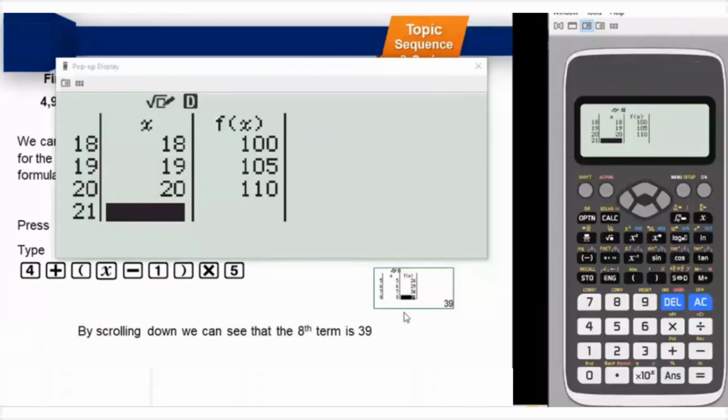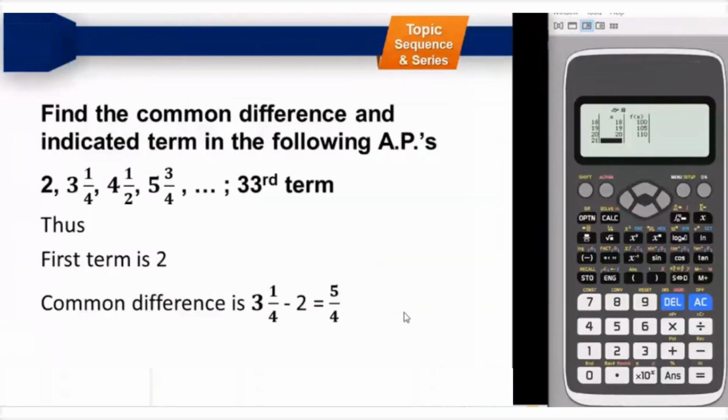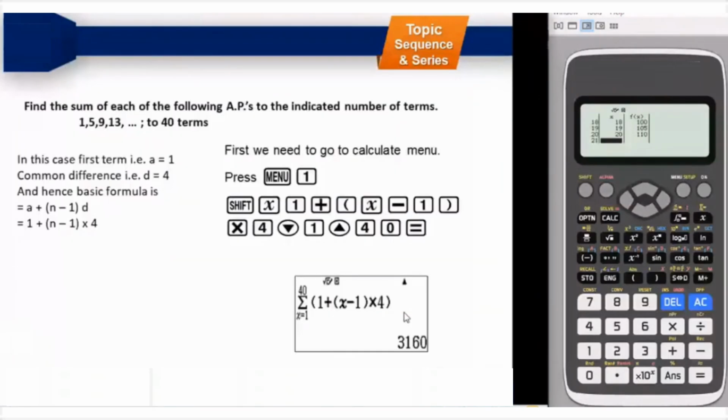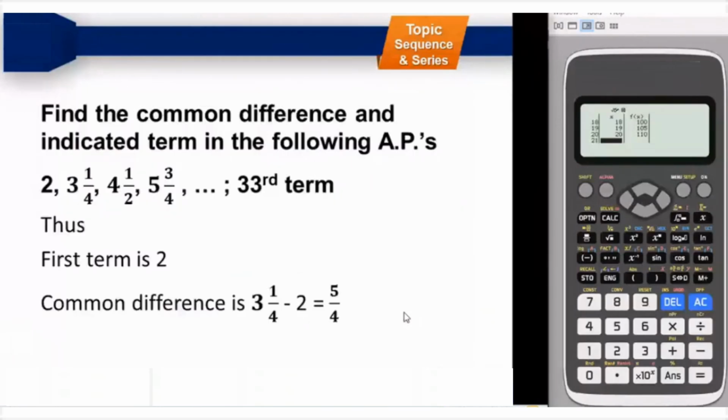This is the question. It says find the common difference and the indicated term in the following arithmetic progression. So common difference is the second term minus the first term, the third term minus the second term, the fourth term minus the third term. You get the common difference. Thus the first term is 2. Can you all see? The common difference is 3 whole 1 upon 4 minus 2, that is 5 upon 4.